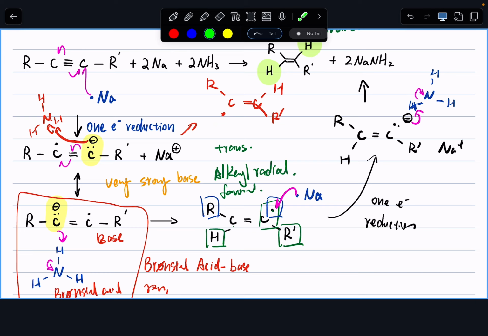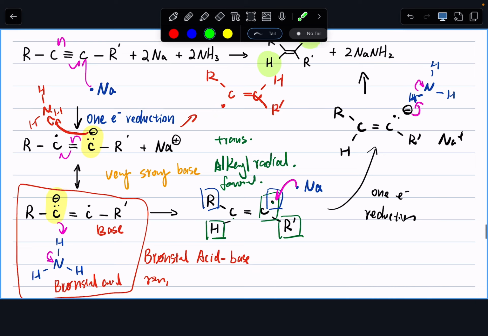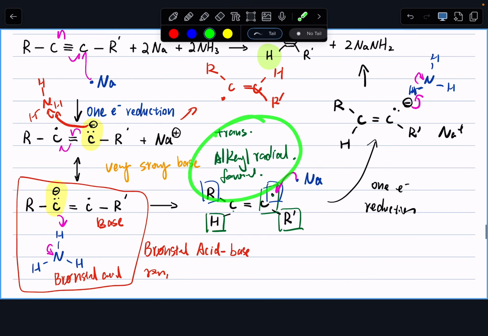Yes? Is the reason the hydrogen is on the same side as the R group because it reduces the amount of strain? The best way to say it is that the alkynyl radical will favor the conformation so that the radical will be trans to this hydrogen. We want this radical to be neighboring an R group, not neighboring a hydrogen.